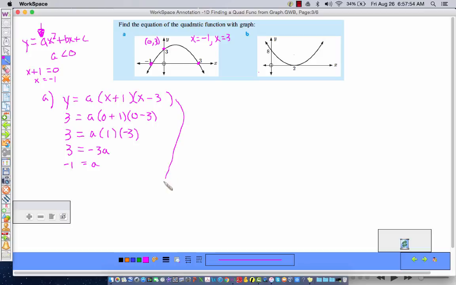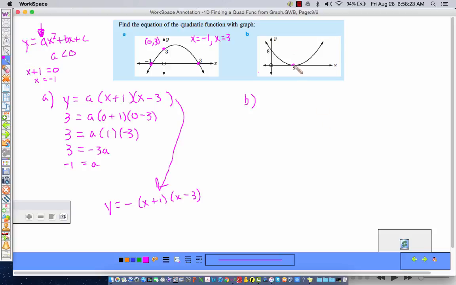So that means I can replace a with -1. And so y will equal -1 times (x plus 1) times (x minus 3). We could expand it if they ask us to, but they don't. This is a perfectly legit answer. That is the equation that, when graphed, gives us this parabola. Let's try this one.